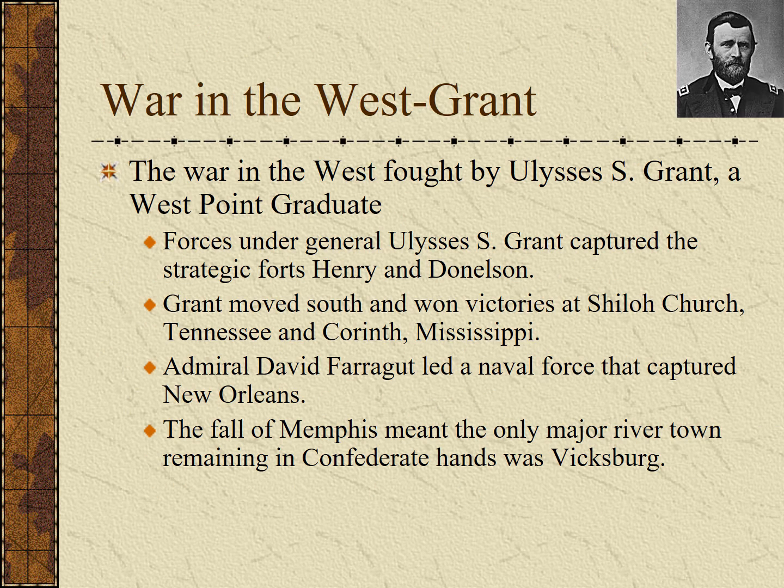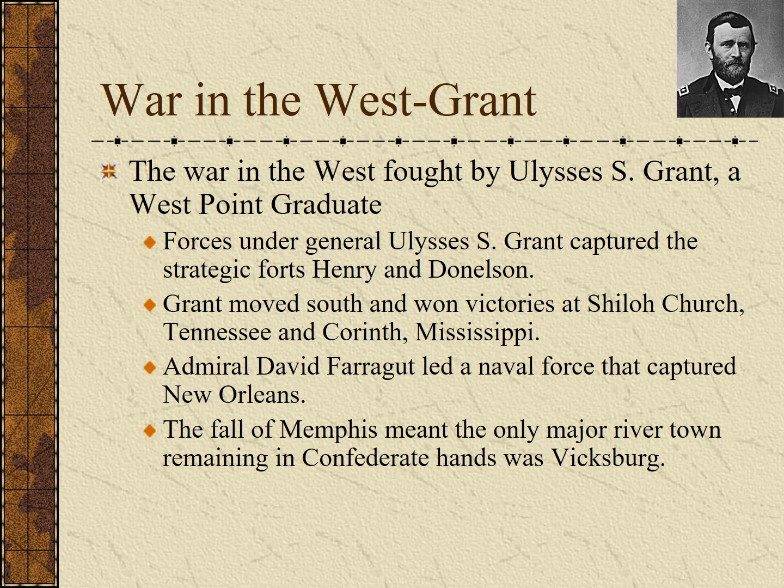The war in the West is largely under the control of General Ulysses S. Grant, a West Point graduate who also fought in the Mexican War. And he is eventually going to be placed in charge of all Union troops, mainly because of all his successes. He captured the strategic forts of Henry and Donelson in the West. He won victories in Shiloh in Tennessee and Corinth, Mississippi.